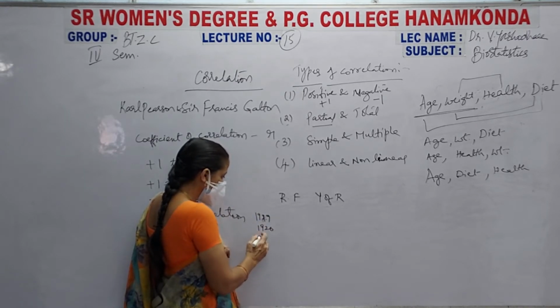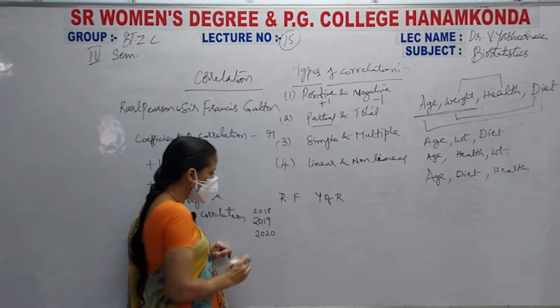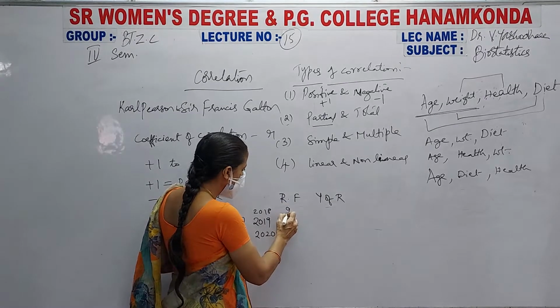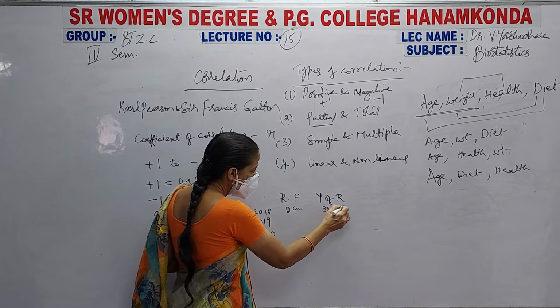Or else, to make it easier, I will give new examples. 2019, 2020, 2018, these are the years. Here I got 2 centimeters rain, I got 30 bags per acre.